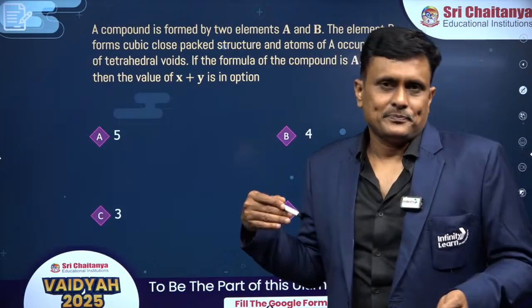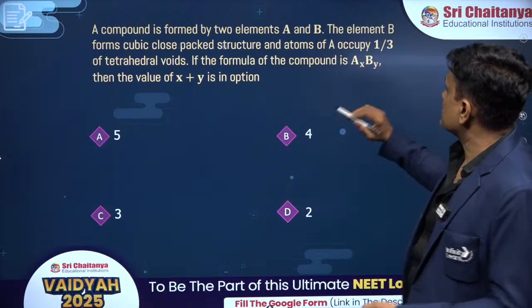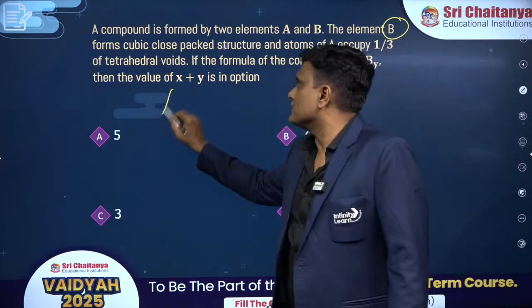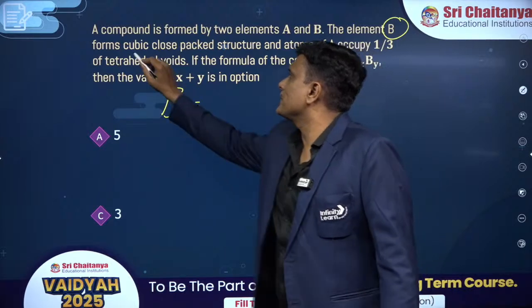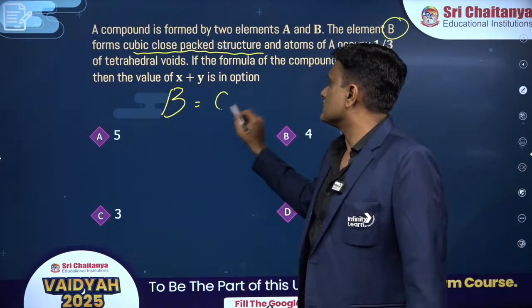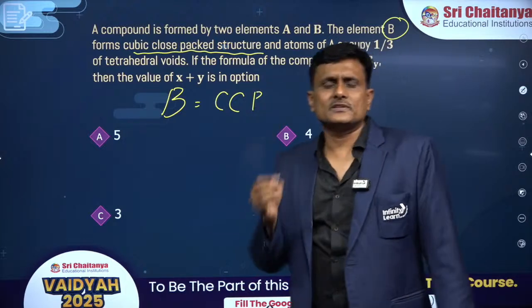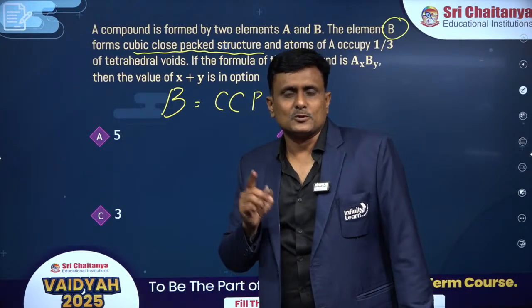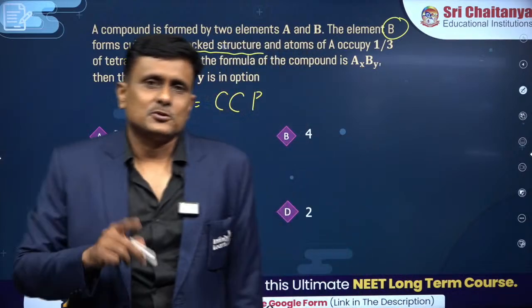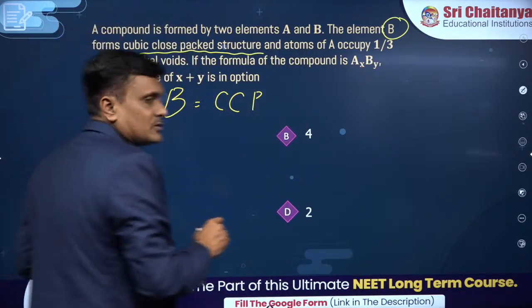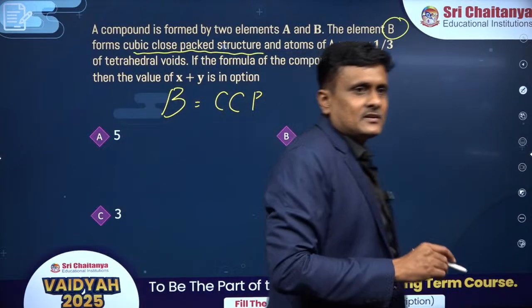Let me brief you. If you take this structure, you can see the element B. You guys can see that B is forming a cubic close packed structure, which is nothing but CCP, the closest packing in a cubic unit cell. If you look at the packing fraction values, you have studied them, isn't it?